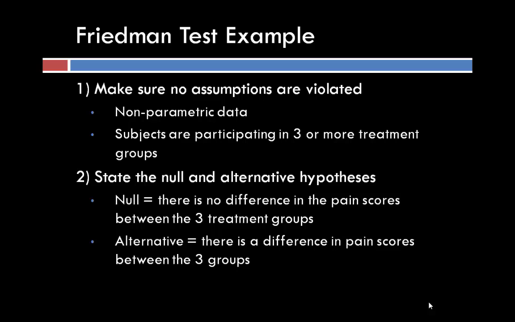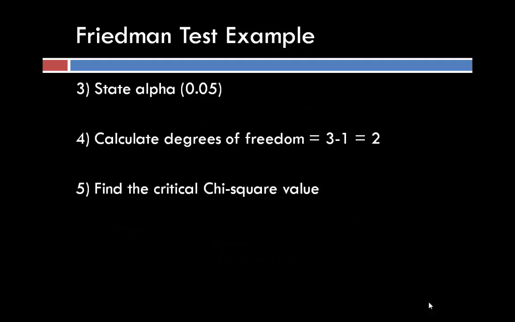We want to state the null and alternative hypotheses. So our null hypothesis is that there is no difference in pain scores between the 3 treatment groups. Our alternative hypothesis is that there is a difference in pain scores between the 3 groups. We want to state our alpha, which again is 0.05, and we want to calculate our degrees of freedom, which is the same as how we calculated it for the Kruskal-Wallis. So there are 3 different treatment groups, and so it would be 3 minus 1, which is 2.